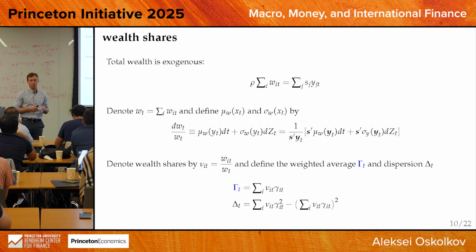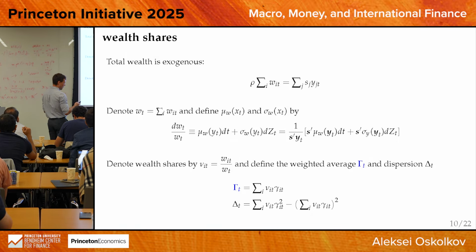Then another potentially important moment is, well, I need to say that in general you need to follow the entire wealth distribution here. This model is rich enough to make you do that. But sometimes some moments are more important than others. For example, the dispersion of wealth-weighted gammas, the risk tolerance multipliers. This is a variance, and this is positive.